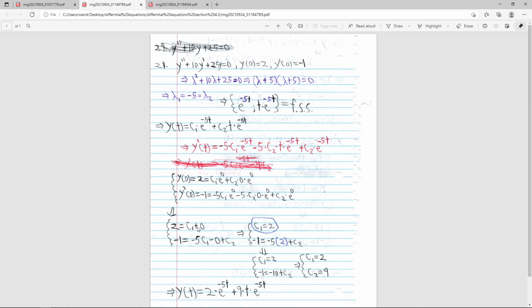So we have 2 equal to c1 plus 0. And negative 1 equals negative 5 times c1 minus 0 plus c2. So c1 equals 2. And negative 1 equals negative 5 times 2, which is c1's value, plus c2. So we have negative 1 equals negative 10 plus c2. And then finally, c2 equals 9 because negative 1 plus 10 is 9. So y of t equals 2 times e to the negative 5t plus 9 times t times e to the negative 5t.